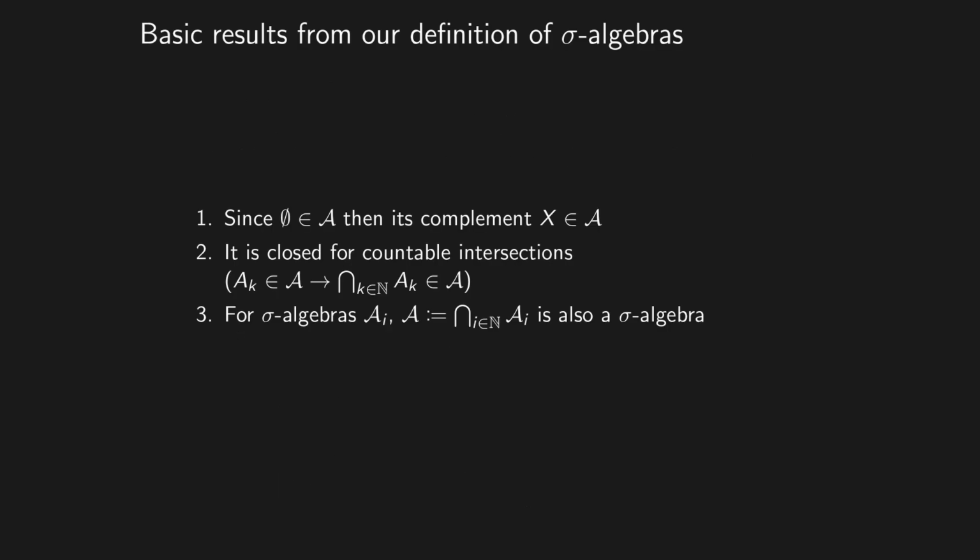Some basic results that we get from our definitions of sigma algebras are the following. Since the empty set is in our sigma algebra, then its complement by property 2 also has to be in our sigma algebra, so X is in it. We know that it is closed under countable intersections, and we know that for a collection of sigma algebras, the intersection must also be a sigma algebra.